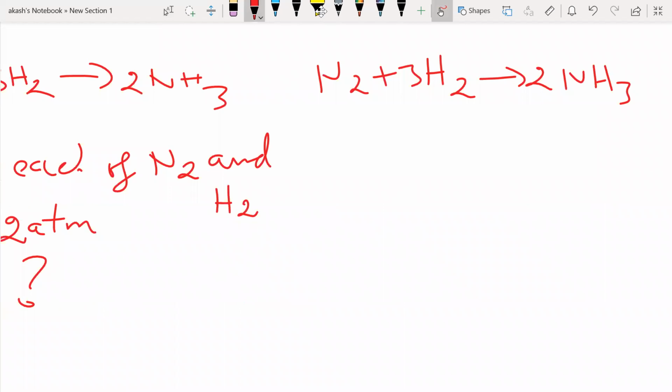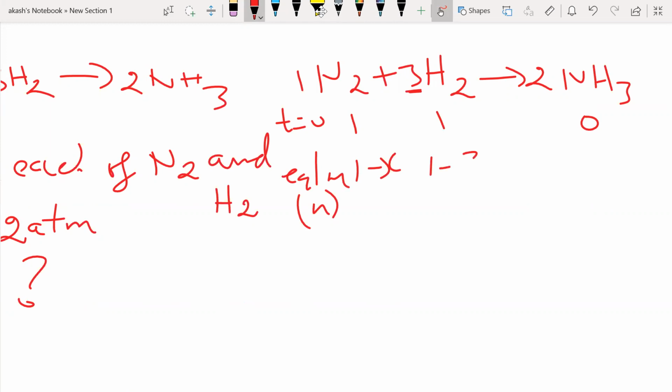Okay, so at time t equal to 0, they said 1 mole of this, 1 mole of this, and 0 of this. Now at equilibrium, I'm talking about number of moles. Say some x of N2 would have reacted, and I know one mole of this requires 3 moles of this. So what will be remaining is 1 minus 3x, and 1 mole of this gives 2 moles of this, so here it will be 2x. Done. Now, next, I have to do everything in terms of pressure, people.